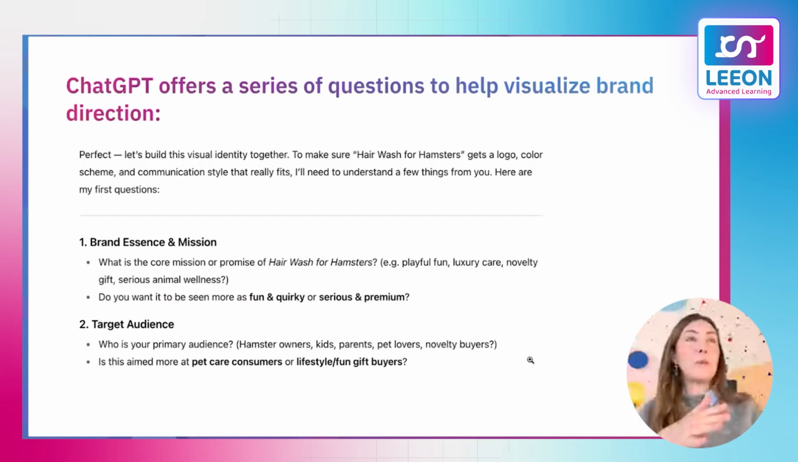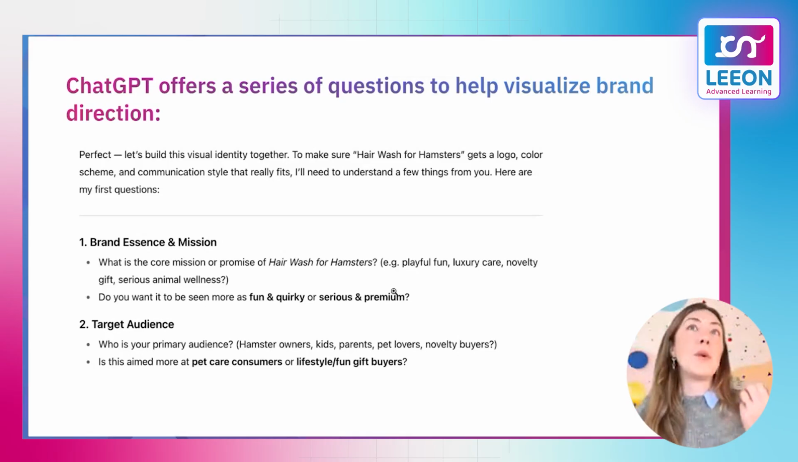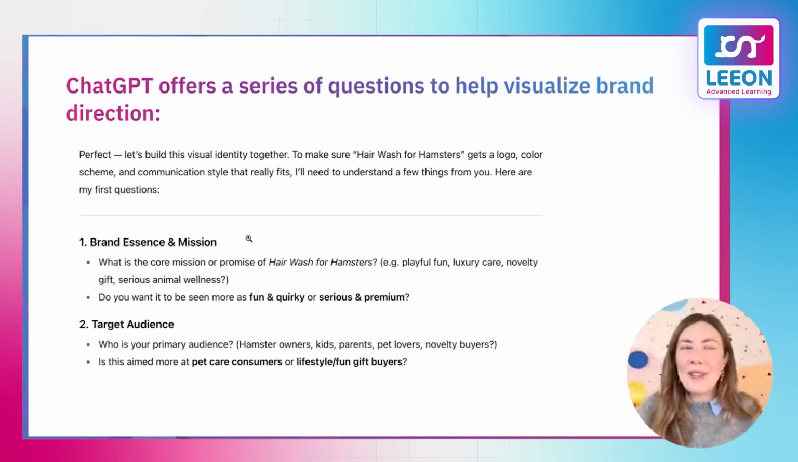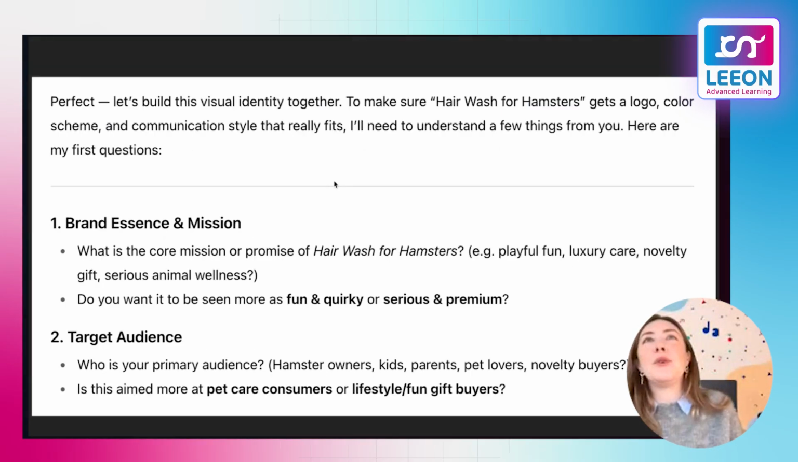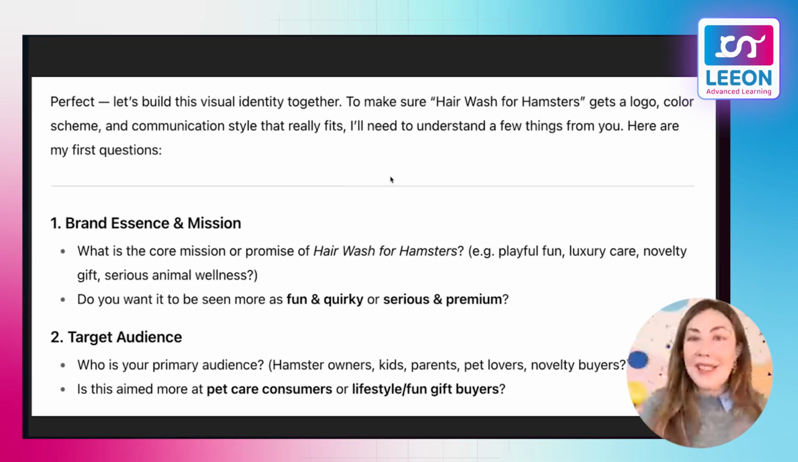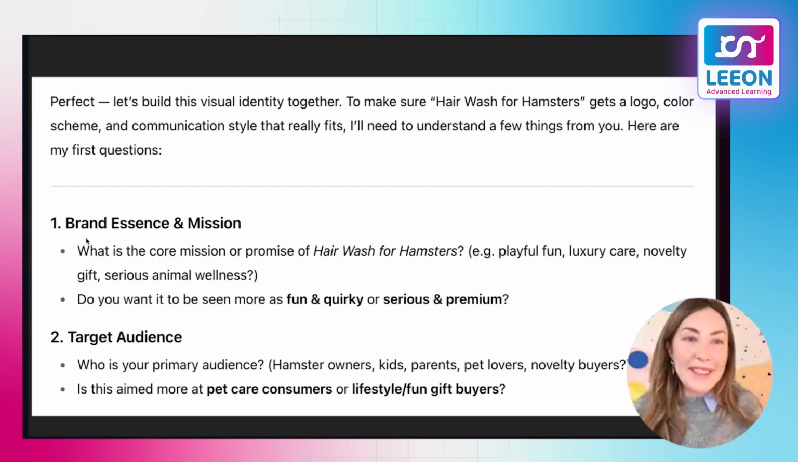We've put in the prompt, and ChatGPT offers a series of questions to help us visualize the brand identity. It says, perfect, let's build this visual brand identity together to make sure Hair Wash for Hamsters gets a logo, color scheme, communication style that really fits, and it will need to understand a couple of things. Now, it will ask you a series of questions, and the cool thing is that they're all numbered, and then they have a couple of different questions underneath.